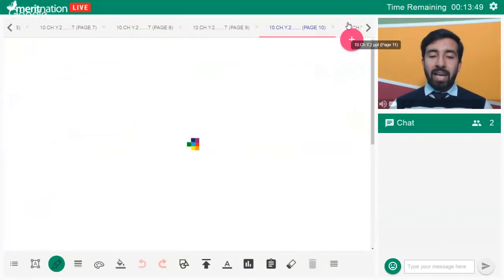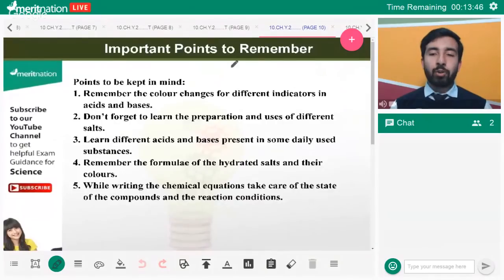Moving on to the next part, that is your important points to remember while preparing this chapter. So guys, while preparing this chapter from your board point of view, remember the color changes for different indicators in acids and bases. You can be asked questions from there. What would be the colors when certain indicators are dipped into acidic or basic solutions? This is one of the most important parts.